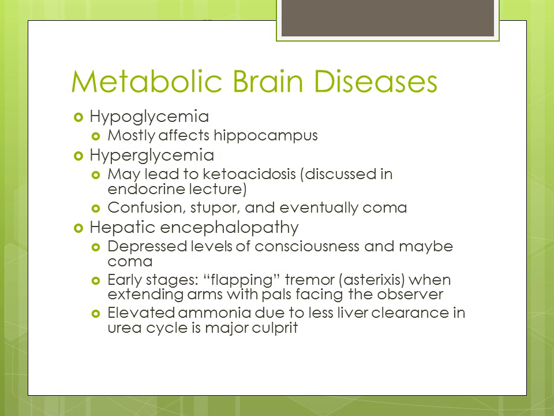But in early stages, they're going to have something that's pretty remarkable, where if the patient has their arms extended with their palms facing the observer, their hands will flap. And it's a flapping tremor, and this is called asterixis. And basically, because the liver is responsible for clearing ammonia in the urea cycle, the elevated ammonia is the major culprit in causing these neurological problems.